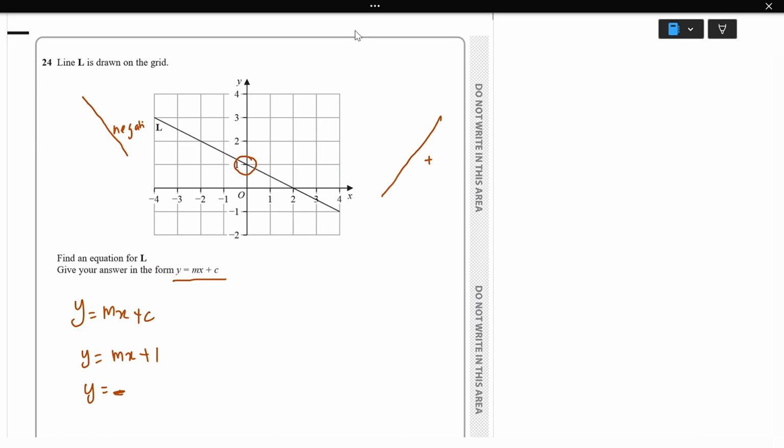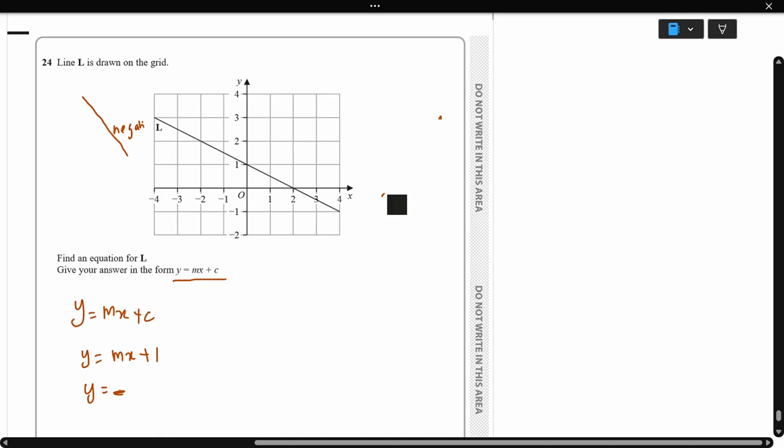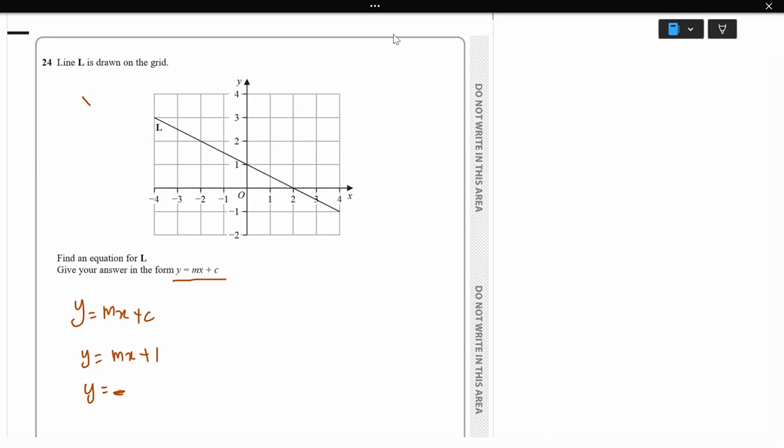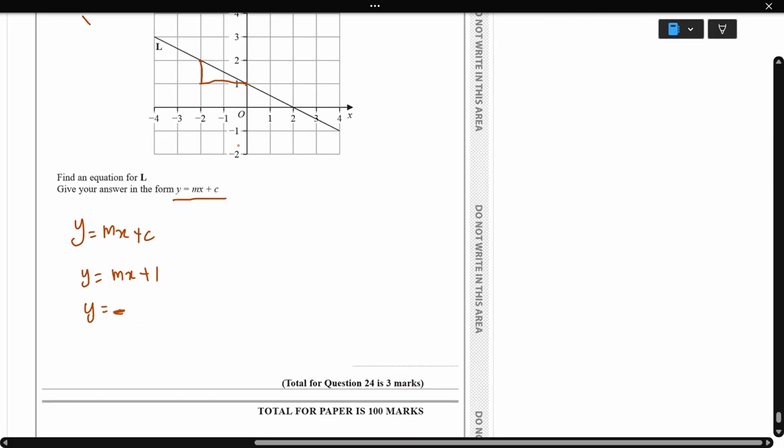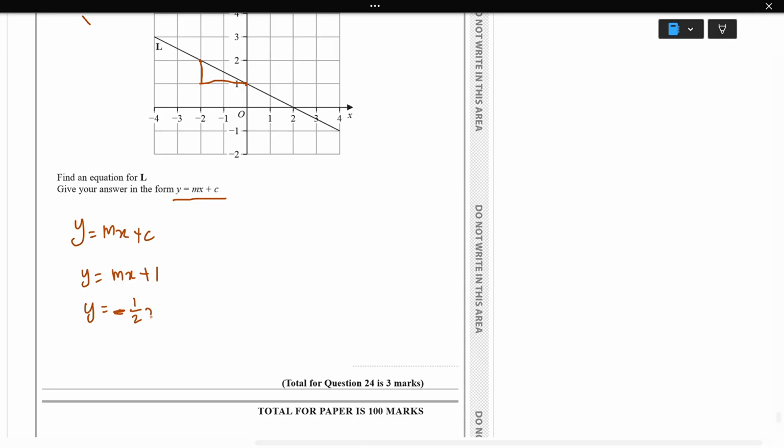From the graph, it's very simple to find out. See here, this is the one point. I'm taking this another point. So rise over run. So here 1, here 2. So 1 by 2. Negative m equal to negative 1 by 2, so x plus 1. That's the final answer. So I'll write y equal to negative 1 by 2 x plus 1.